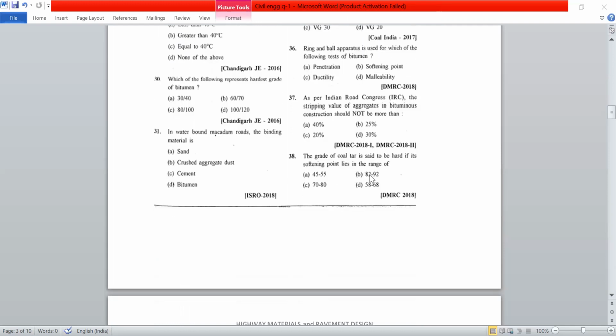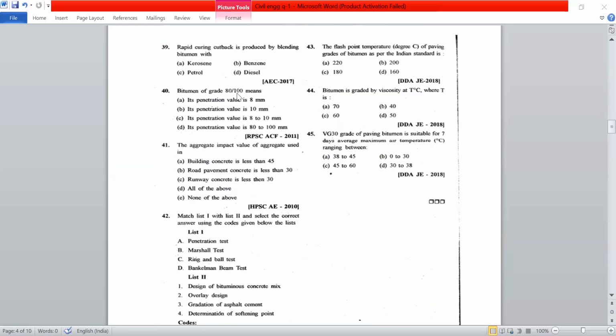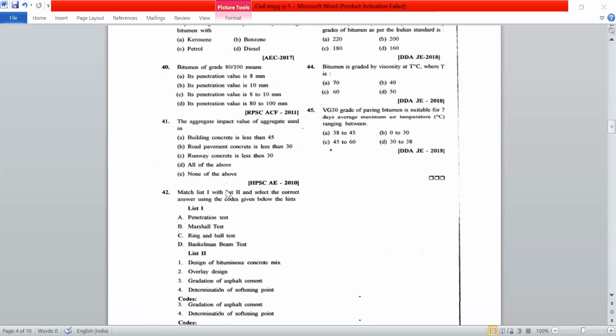As per Indian Road Congress, the stripping value of aggregate in bituminous concrete should not be more than 25%. The grade of coal tar is said to be hard if its softening point lies in the range of 82 to 92. Rapid curing cutback is produced by blending bitumen with petrol. Bitumen of grade 80 by 100 means it has 8 to 10 mm penetration value. The aggregate impact value of aggregate used in all of the above.